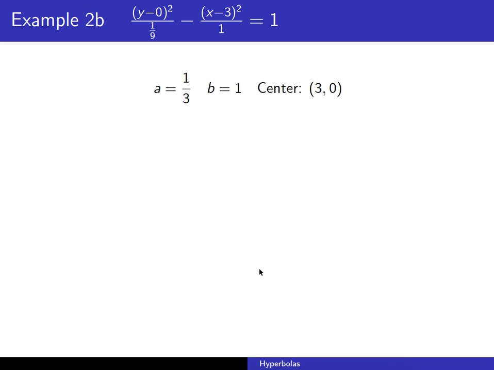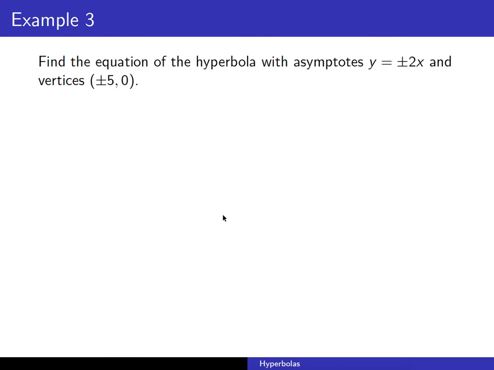So for our asymptote equations, we have a is 1/3, b is 1, and the center is 3, 0. With the hyperbola opening up and down, it's plus or minus a over b for our slope times x minus 3, and then plus 0 or minus 0, doesn't really matter. So 1/3 divided by 1 is 1/3, so we have y equals plus or minus 1/3 times x minus 3.